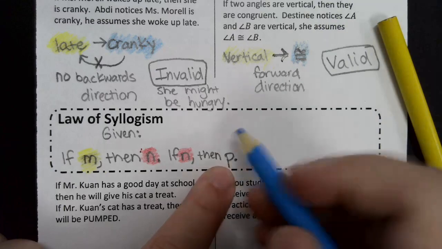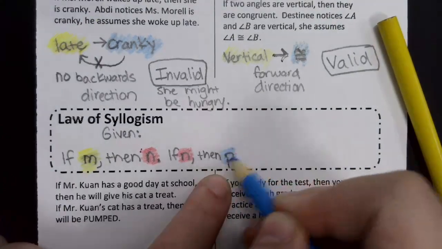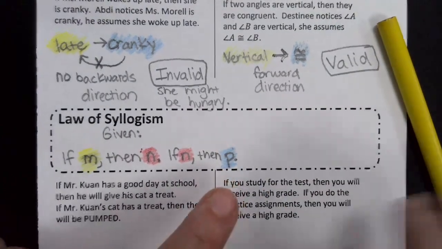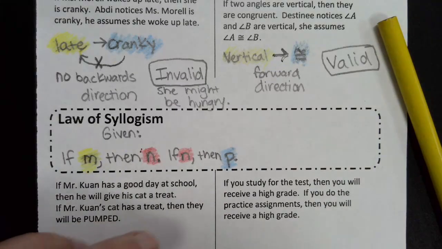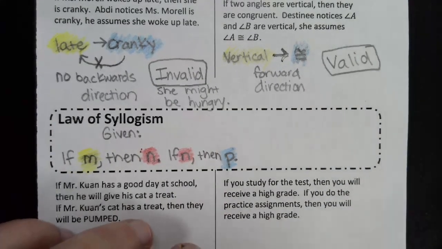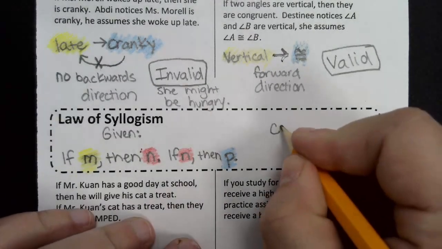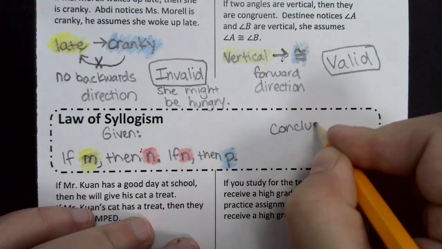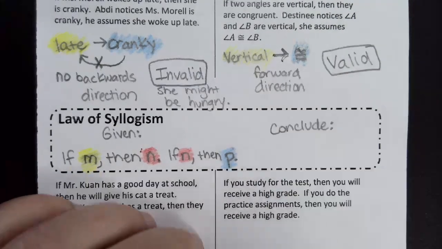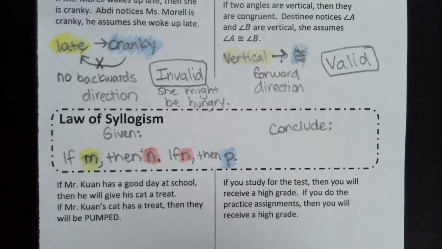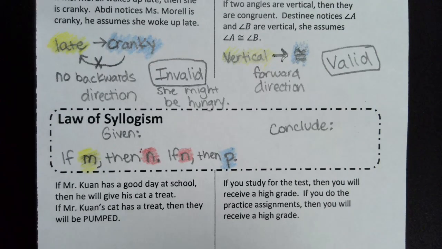Then P, and I'm going to do blue for P. All right, what we can conclude based on those two sentences, if M leads to N, and N leads to P, we can kind of go from beginning to end because those middle parts match up. It's like that domino effect. Eventually it will lead to what?